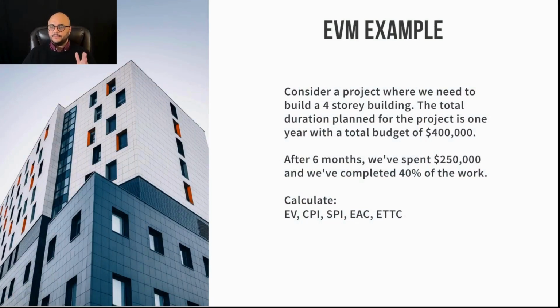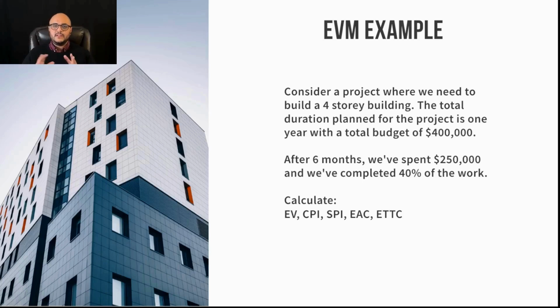Consider a project where we need to build a 4-story building. The total duration planned for the project is 1 year, with a total budget of $400,000. After 6 months, we've spent $250,000 and we've completed 40% of the work.